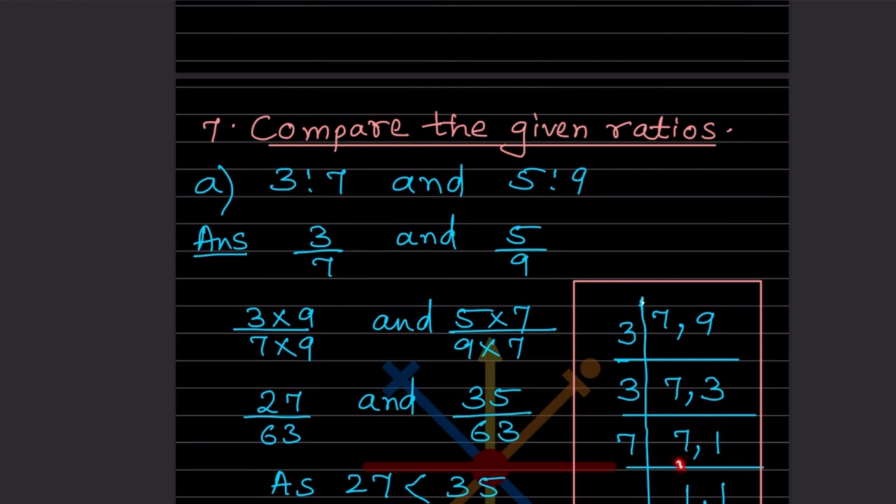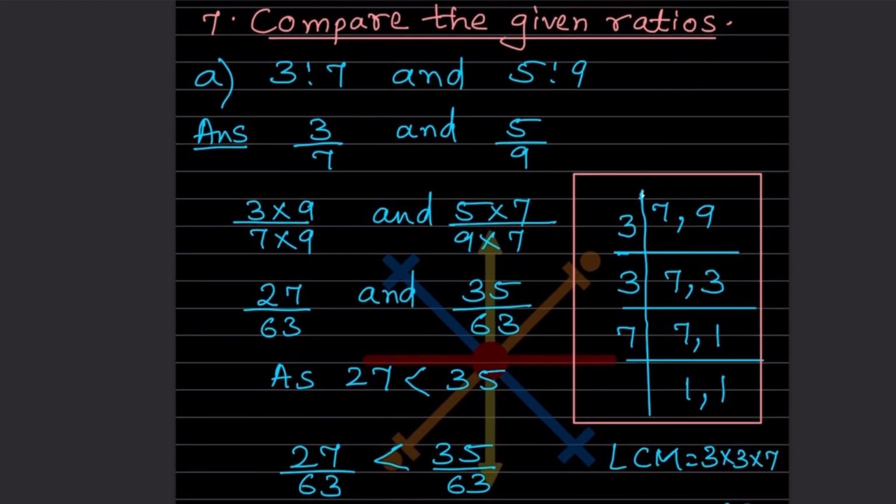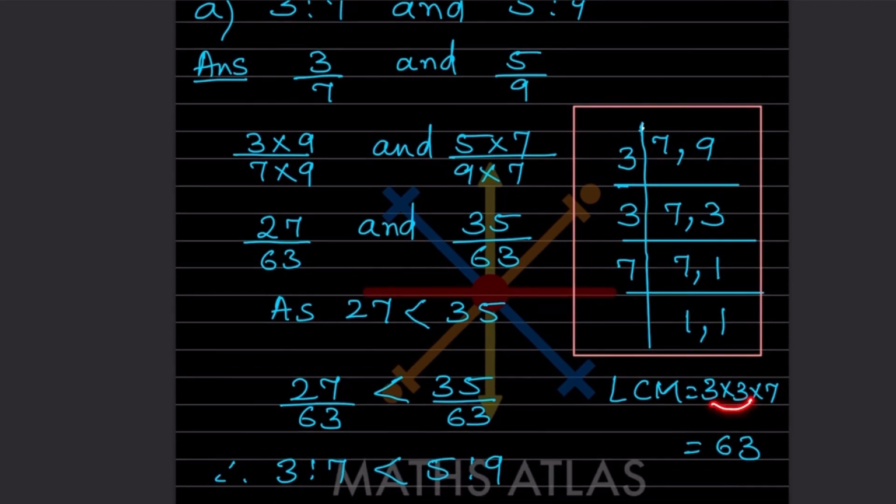Now what we can see, this is 7 and 1. So what are we going to do here? This 1 will be as it is, and because 7 is a prime number, it will be divisible by the number itself. So 7 ones are 7. Now these 3 numbers, we are going to multiply them. So the LCM will be 3 multiplied by 3 into 7. 3 3s are 9, 9 7s are 63. So now we have 63 as the LCM.